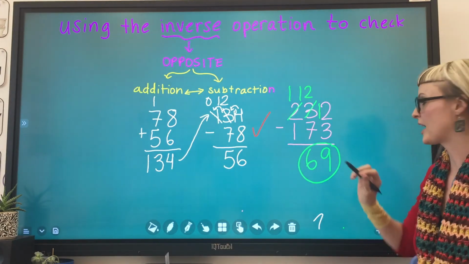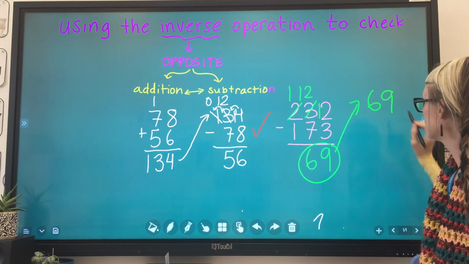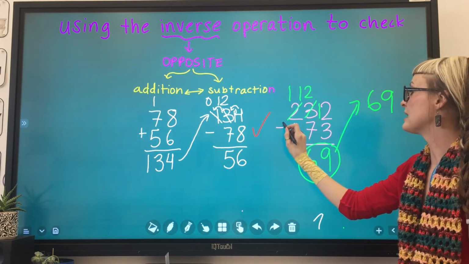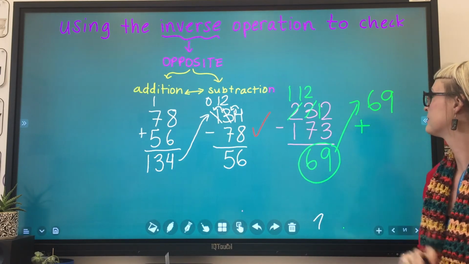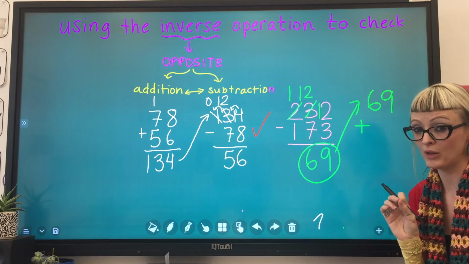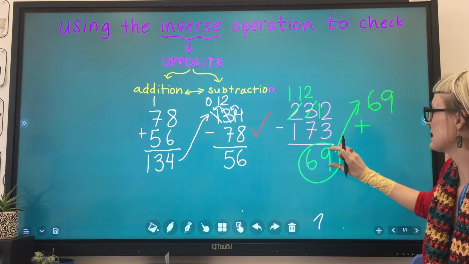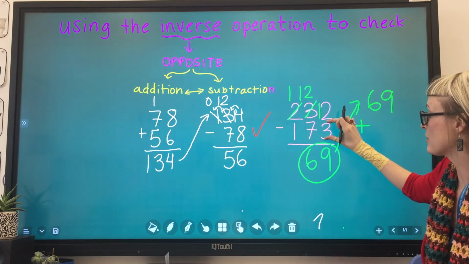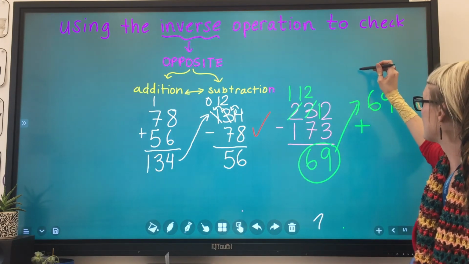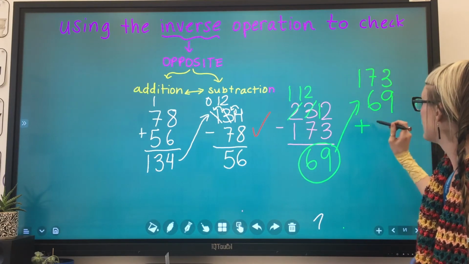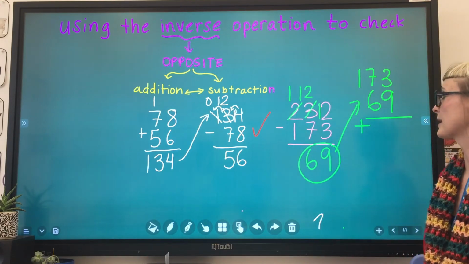Now, let's check. I'm going to bring my answer up here. It's going to be 69. Now, I need to do the inverse. So this was a subtraction problem. That means I'm going to have, this time, addition. Now, when I'm checking a subtraction problem with addition, I have to use the 2 smaller numbers, okay? So 69 and 173 are the smaller numbers, right? So 69, I'm going to put my bigger number on top. And if my answer is correct, I should have 232 as my answer.